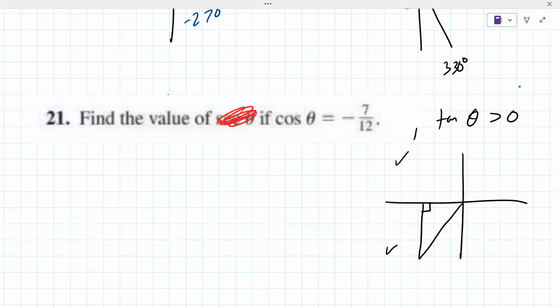Okay, so now how would we solve the one that says find the value of secant theta? It's just the reciprocal. Oh yeah. That's why I don't like it. It doesn't really help.